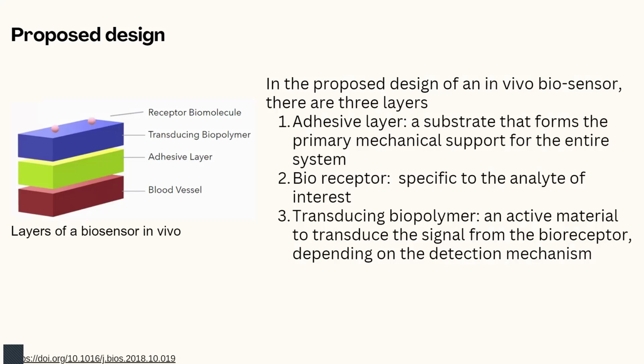The proposed design of the biosensor has three layers. The first layer is the adhesive layer, which will be attached to the blood vessel, the next layer will be a transducing biopolymer, and the next layer will be a receptor biomolecule. The adhesive layer is a substrate that gives the primary mechanical support for the entire system, and the bioreceptor is specific to the analyte of interest. In our case, it is glucose, and the transducing biopolymer helps in converting the required signals into the results we want to look into, that is the level of glucose.